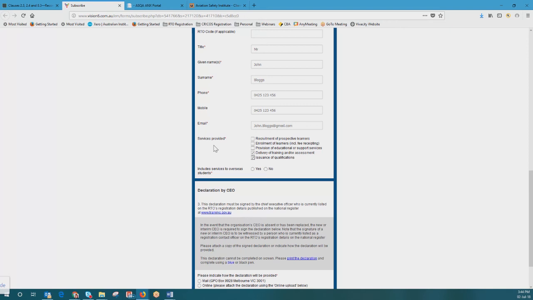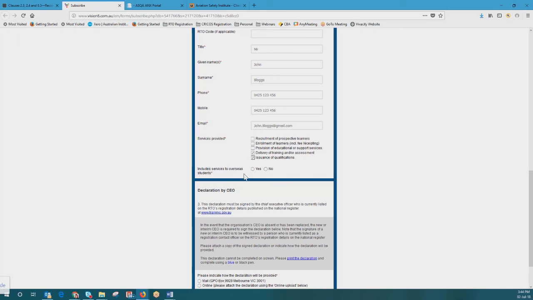So in reality, if you're both RTOs, you would both be notifying ASQA of those third-party arrangements and linking those two RTOs together. One would be that they're issuing certificates on your behalf. The other would be that they're delivering training and assessment on your behalf. So you'd be notifying those.